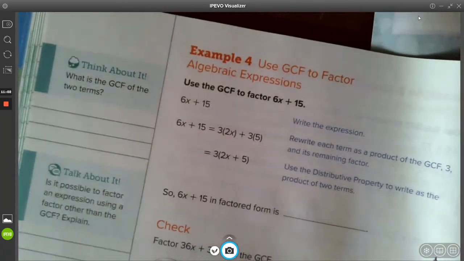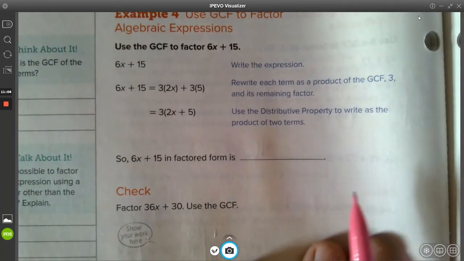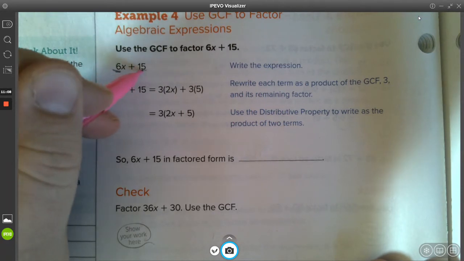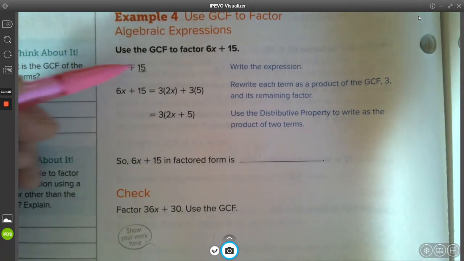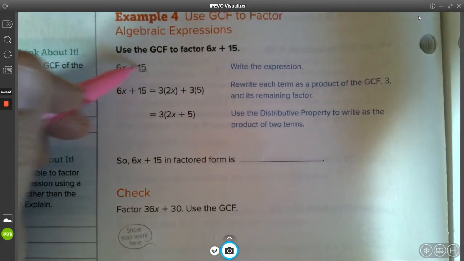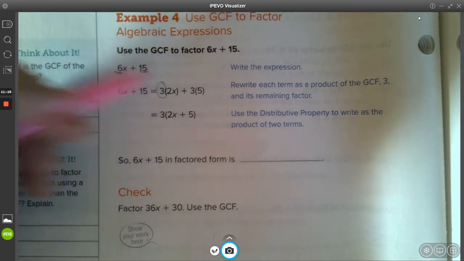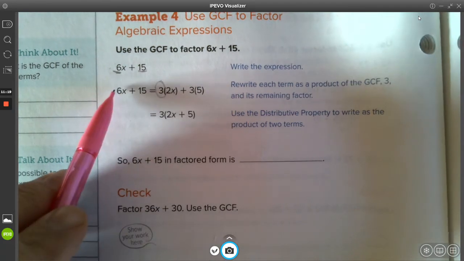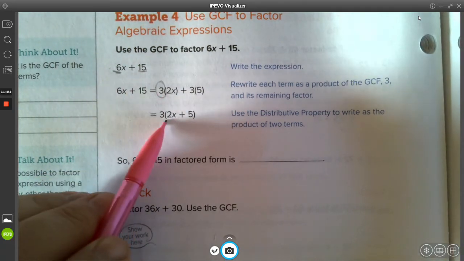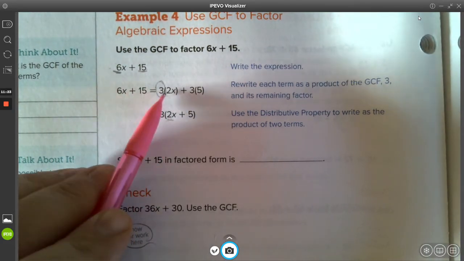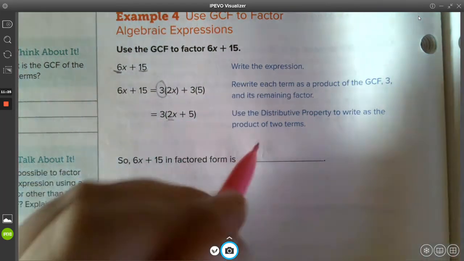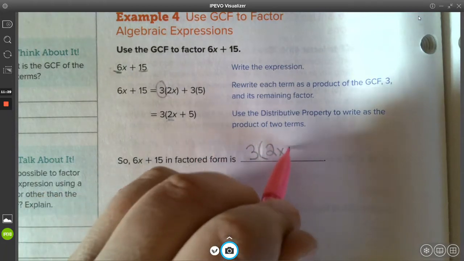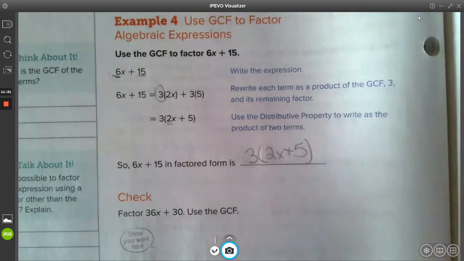All right. Now let's try this using a variable. Remember, when we have variables here, we only need the numbers, so the coefficient and the constant. The greatest common factor of 6 and 15 is a 3. So 6 divided by 3 would be 2, so we would have 2x. 15 divided by 3 is 5, so our factored expression would be 3 times 2x plus 5.